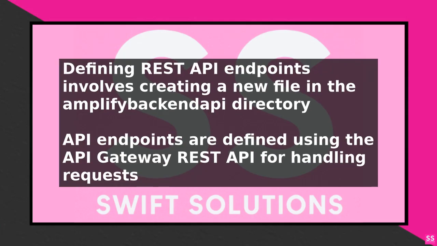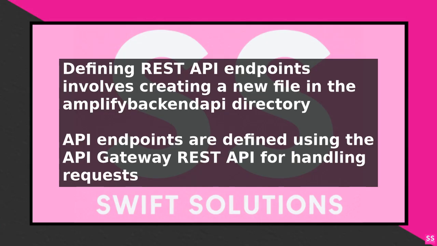Implementing authentication and authorization. Security is a critical aspect of any REST API, and AWS Amplify provides built-in support for authentication and authorization. You can use AWS Cognito to authenticate users and authorize access to your API endpoints. For example, you can use the Cognito user pool to authenticate users and the Cognito identity pool to authorize access to your API endpoints.